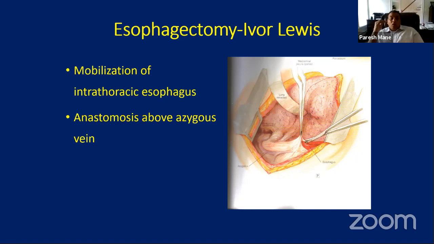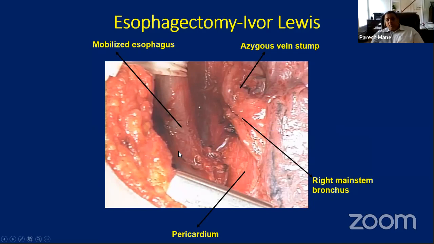This is how a specimen would typically look. This is the mobilized esophagus. This is the main stem bronchus, right main stem, the left main stem, pericardium. You want to get all the lymph nodes with the specimen.